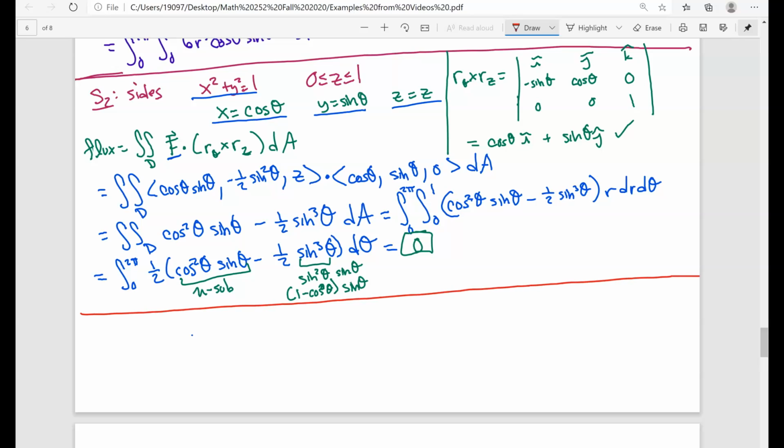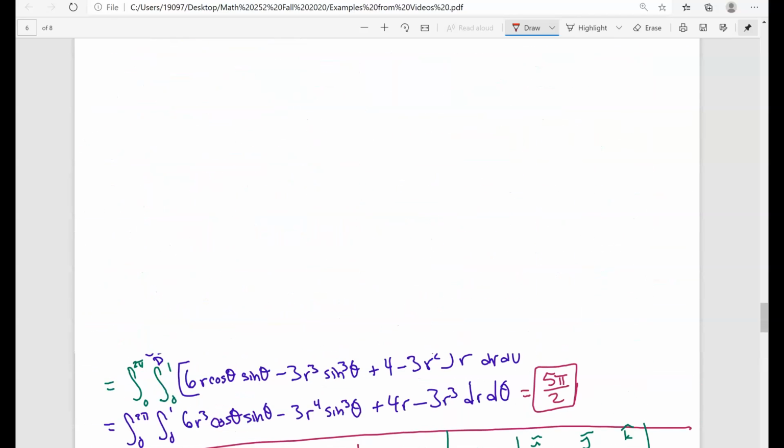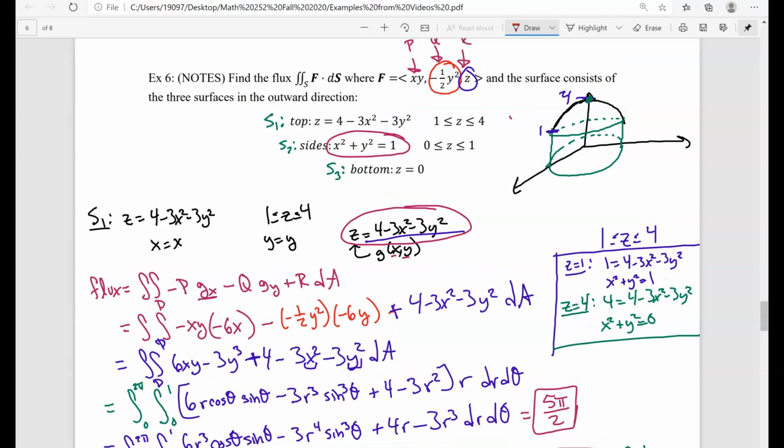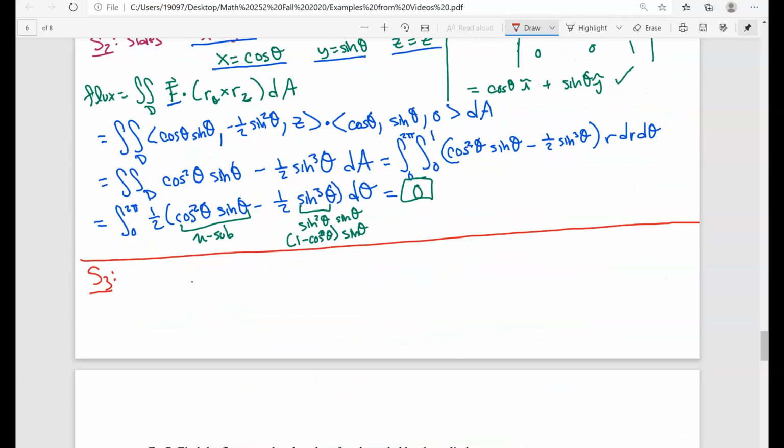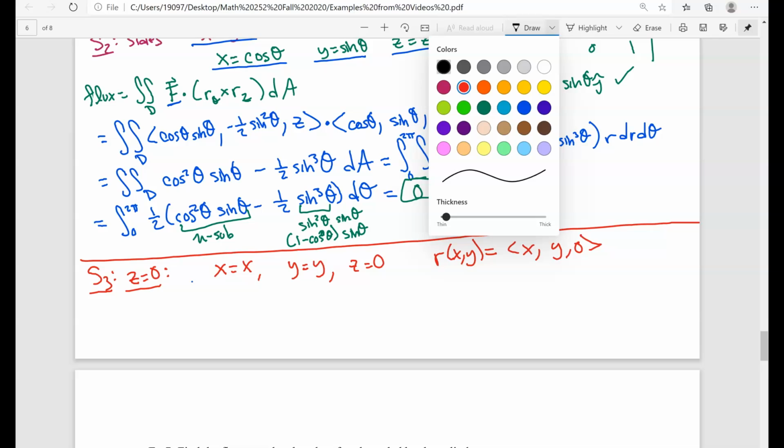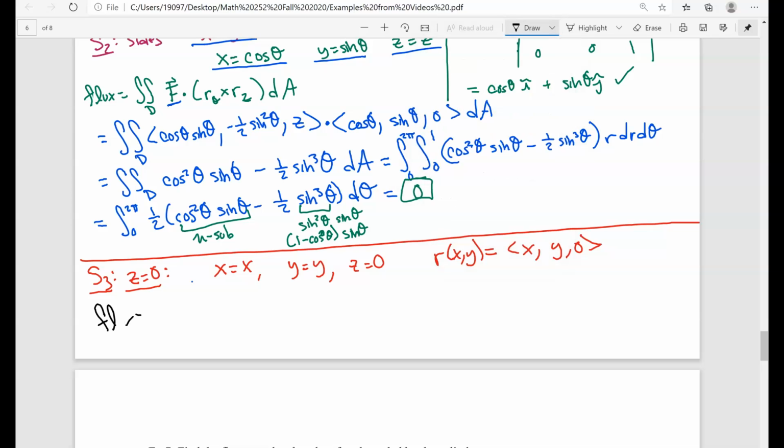So the last one is S3. Which one am I missing? I'm missing the bottom part, z equals 0. Now this one should be kind of easy, because in order to parameterize something like that, I can let x equal x, y equals y, and z equals 0. So my r of xy, my parametric equation, would just be x, y, and then 0. Notice that this is a very basic parameterization.